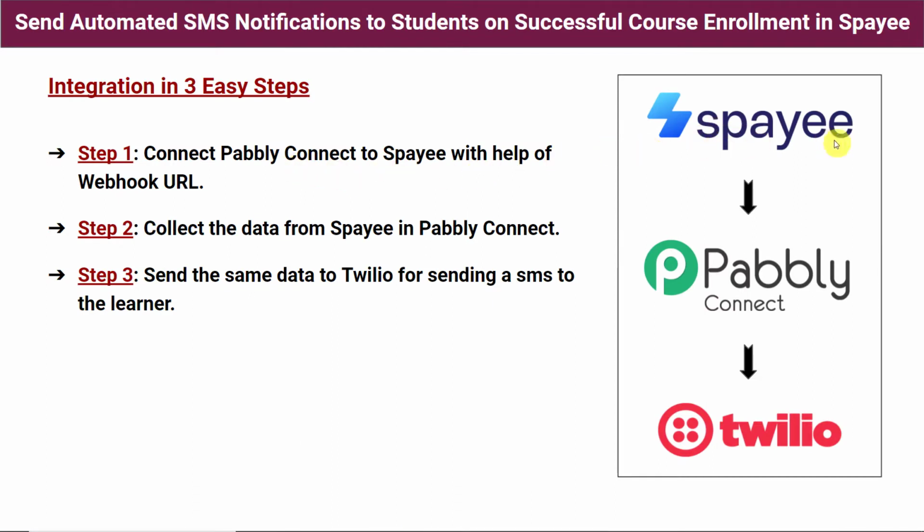In the first step, you're going to integrate Spayee to Pabbly Connect with the help of a webhook URL. Simply copy the webhook URL from Pabbly Connect and paste it into Spayee. In the second step, you are going to collect the data of the course enrollment from Spayee in Pabbly Connect. Using the same data, in the third step, you are going to compose an SMS and send it via 𝗏𝗏𝗍𝗏. The important purpose of creating this workflow is that you can just sit back and relax once it is created, because whenever a new enrollment happens in Spayee, the person who has been enrolled will automatically get an SMS via 𝗏𝗏𝗍𝗏.